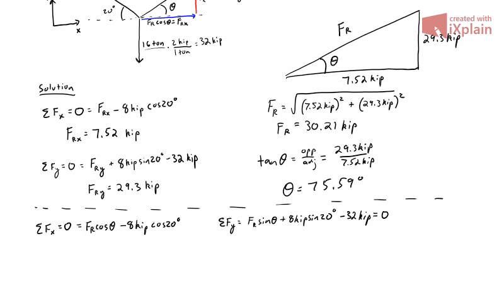You would just have to do some substitutions where you find that FR is equal to 8 kips times the cosine of 20 degrees over cosine theta, and then plug that in for FR in your other equation, solve for theta, and then go back and solve for FR. And again, you'll get the same answer. It's just a second way of doing the problem. Both are completely valid. It just depends on which one clicks the best for you. You can use either form of the solution, whichever works best for you.